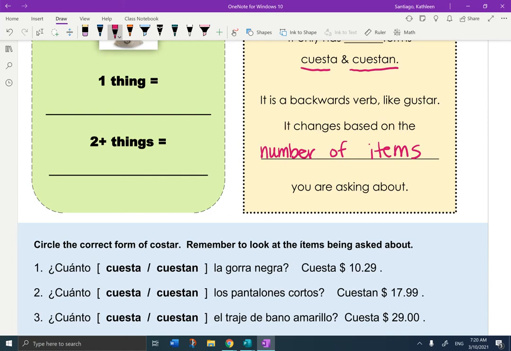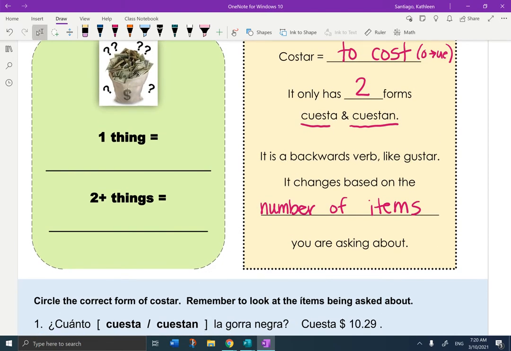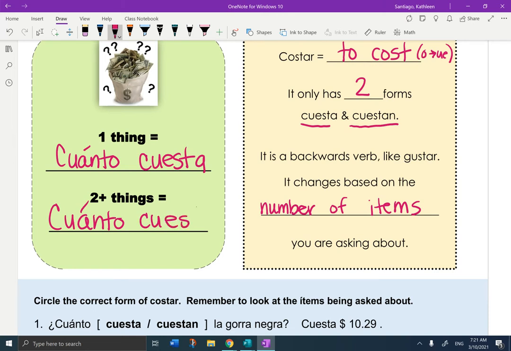you are asking about. So let's go to the green box. If you're asking about one item, it's going to be ¿Cuánto cuesta? Well, I'm going to add the whole thing. Cuánto, quantity. ¿Cuánto cuesta? Just an A. If you're talking about two or more items, it's going to be ¿Cuánto cuestan? Okay, so cuesta versus cuestan.